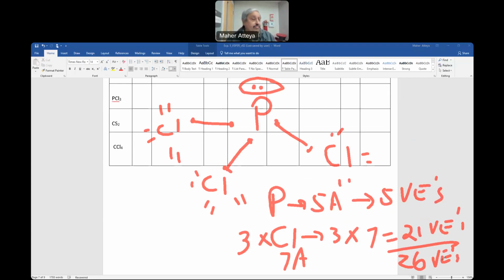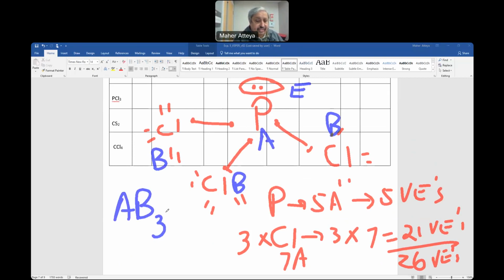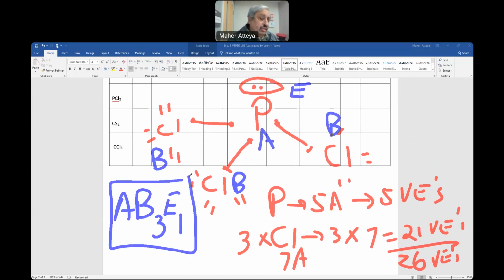That's the total. Correct? Now, after the total, we have to look at the code. We have to figure out the code. Let me switch color here so we can see the code here, guys. This is A. This is B. A central. The B's are terminal. And this one is E. So the code is A, B, 3, E1, 1 lone pair.